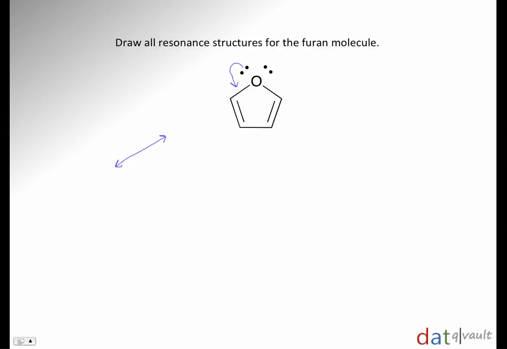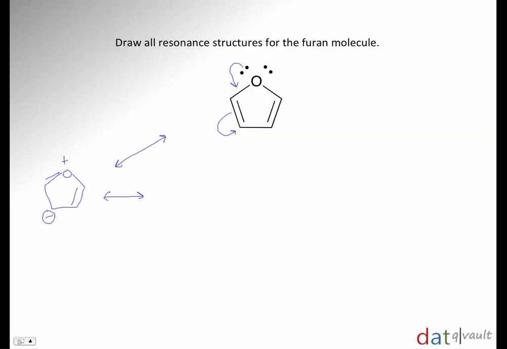And then we can take this carbon-carbon double bond and take 2 of the electrons out of it and put them onto this carbon atom. If we do this, it satisfies all of the rules for resonance structures. And we get this structure right here, which is a viable resonance structure of this furan molecule.